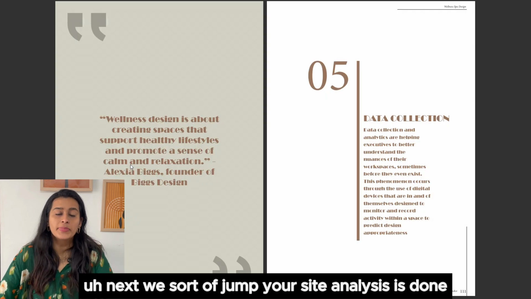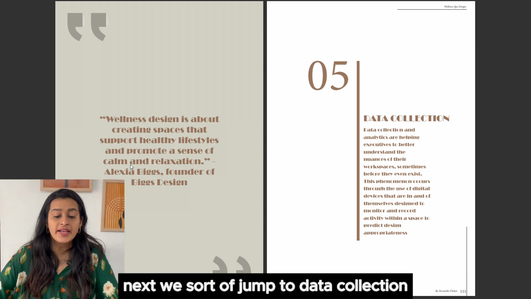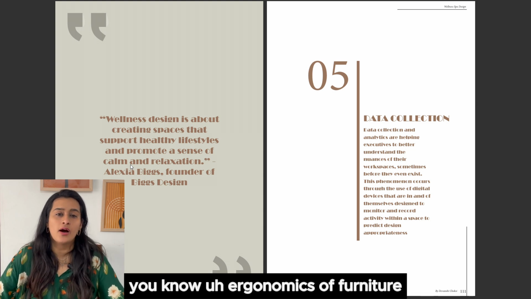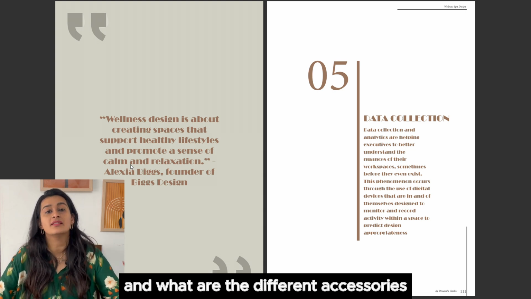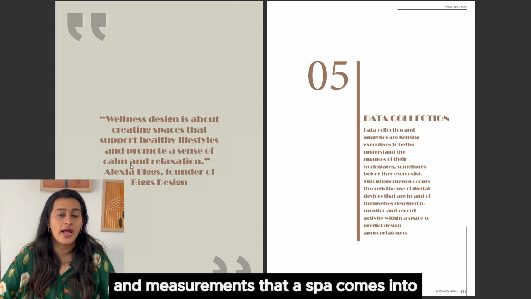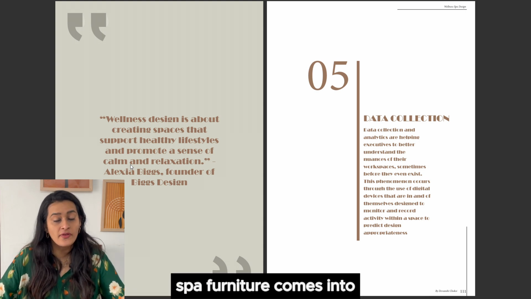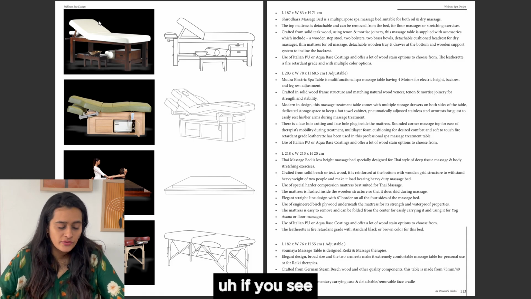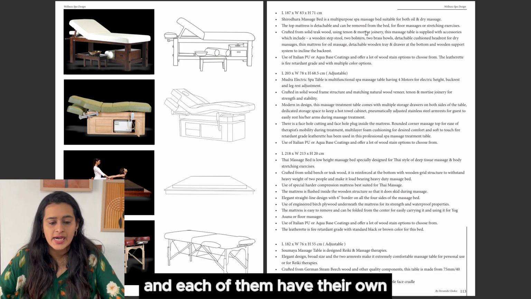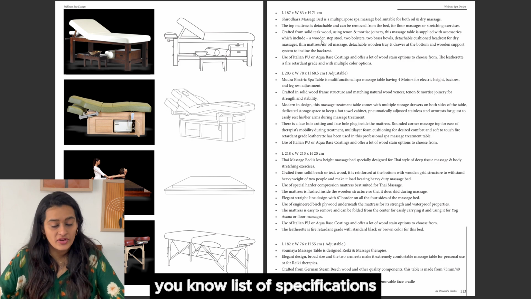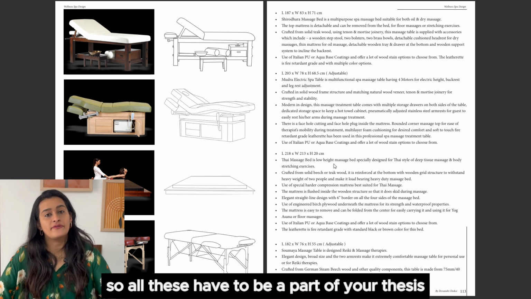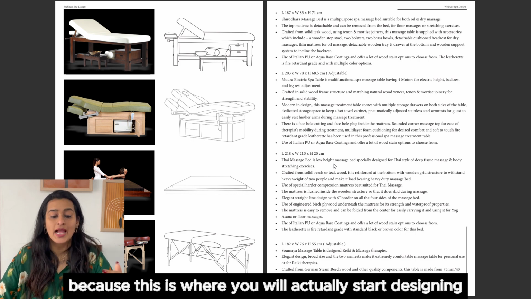Next, your site analysis is done, it is justified. Next, we jump to data collection. Now, what is the ergonomics of furniture, and what are the different accessories and quality of furniture that I require in my spa? What are the different dimensions and measurements that spa furniture comes in? If you see, we've selected a few furniture pieces for ourselves, and each of them has its own list of specifications, their dimensions, and their product descriptions. So all these have to be a part of your thesis, because this is where you will actually start designing.